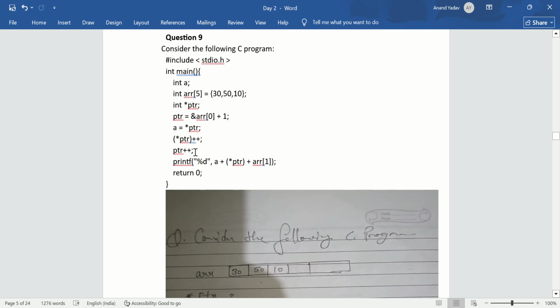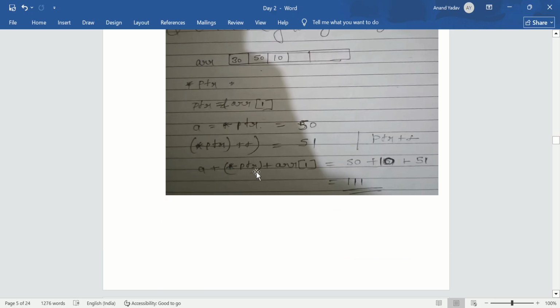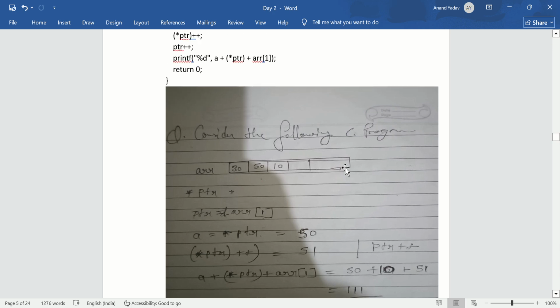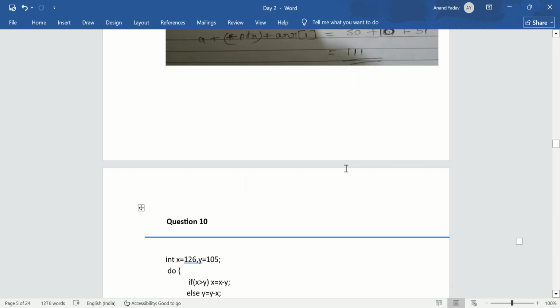Therefore ptr goes to this index, and now printf will perform a is equal to 50, star ptr is equal to 10, because ptr is here. 10 plus 51, array 1 is 51, so it is calculated as 111 after plus plus. In this way I solve this question.